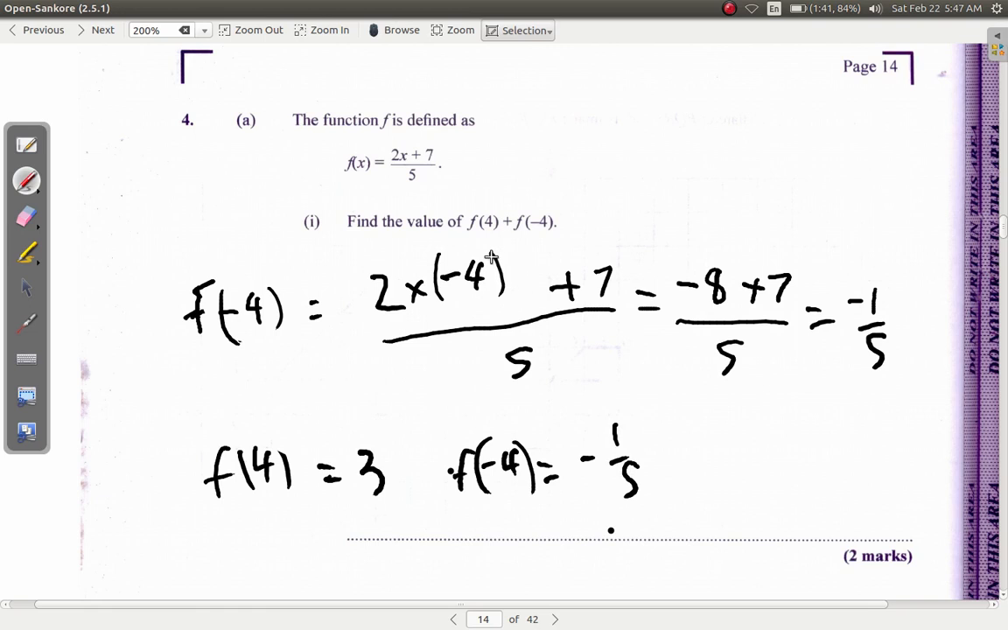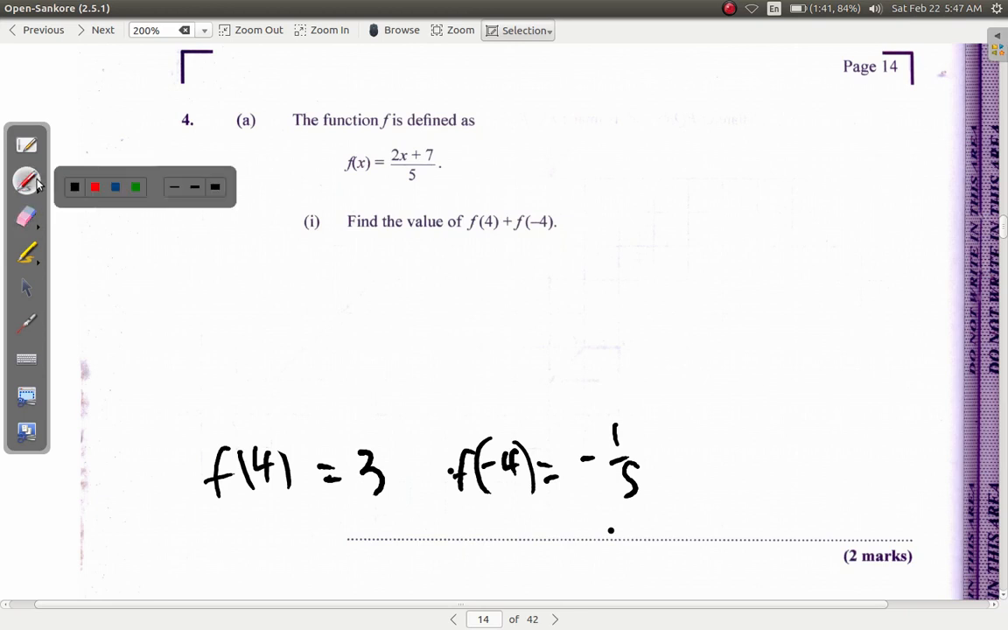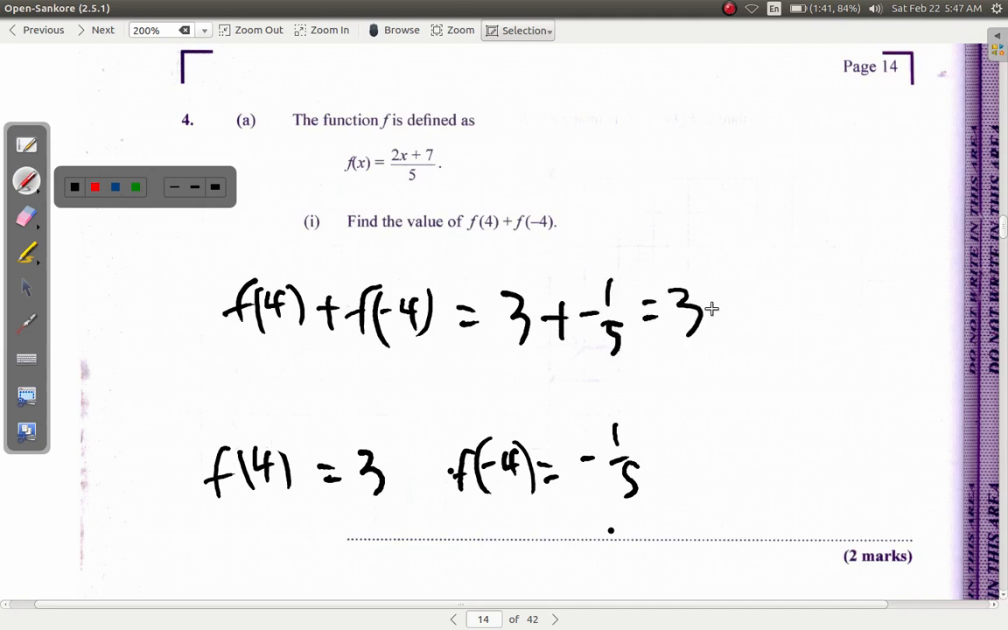So the thing is now, what is f of 4 plus f of negative 4? Let's erase this and do that. So f of 4 plus f of negative 4 amounts to 3 plus negative 1/5, which is 3 minus 1/5. This is a fraction, so let's work it out as a fraction.